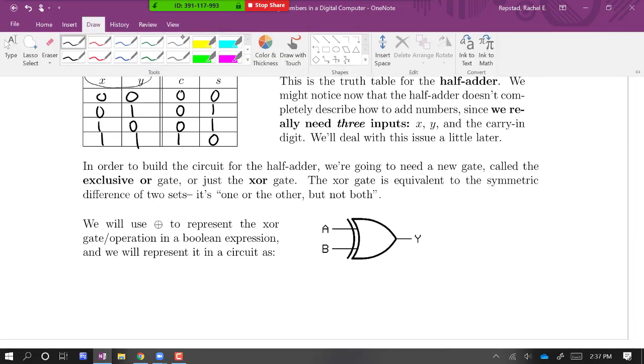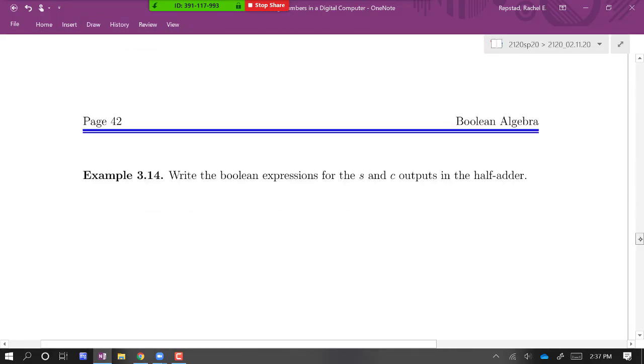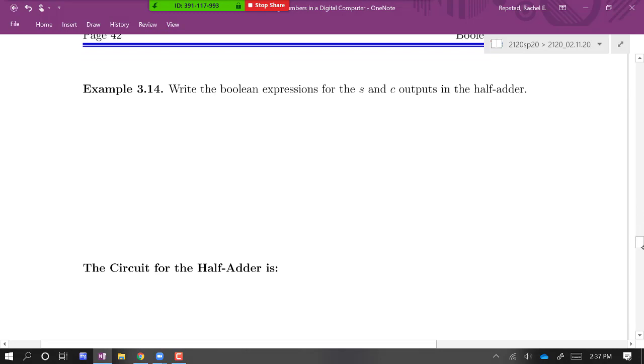When we write the Boolean expression, not in a circuit form, we use a little circle plus to denote the XOR operation. So we're going to write the Boolean expressions for those two outputs.